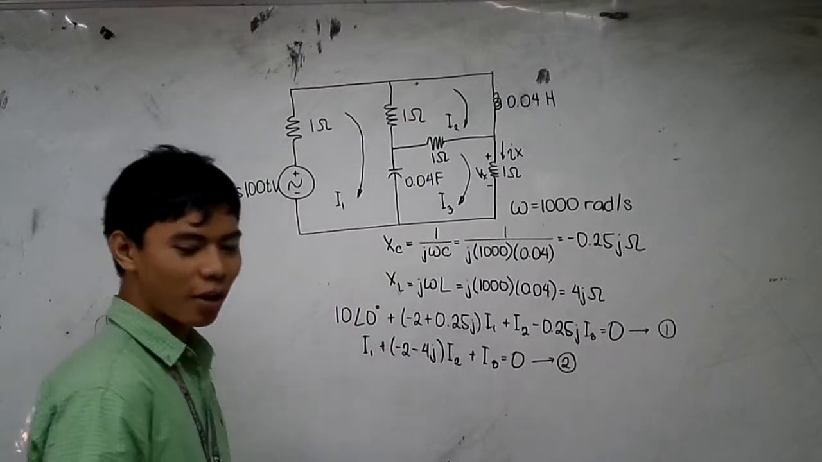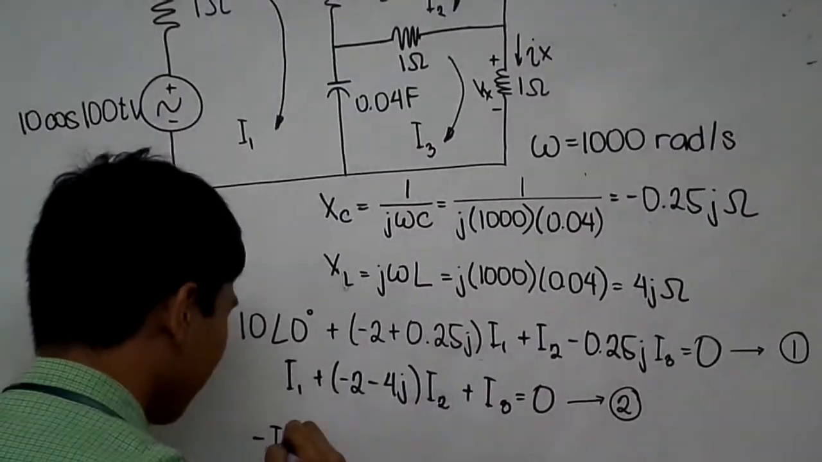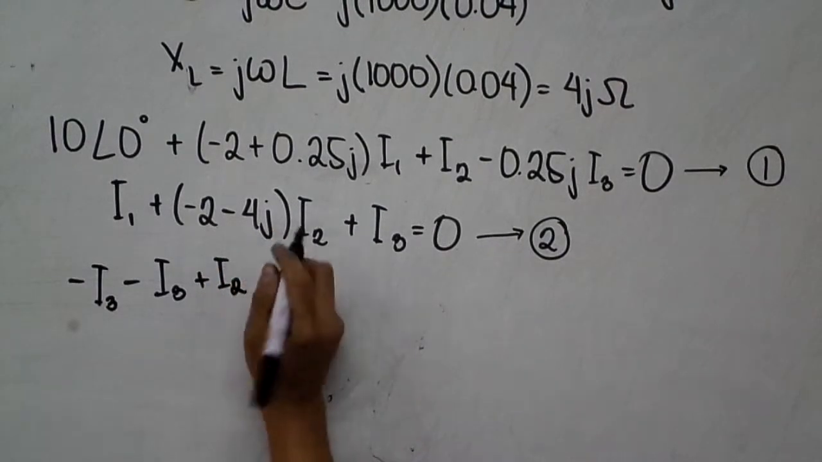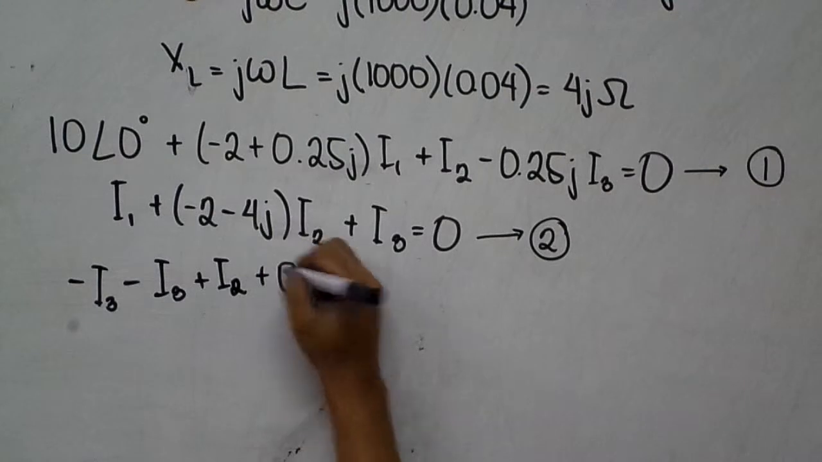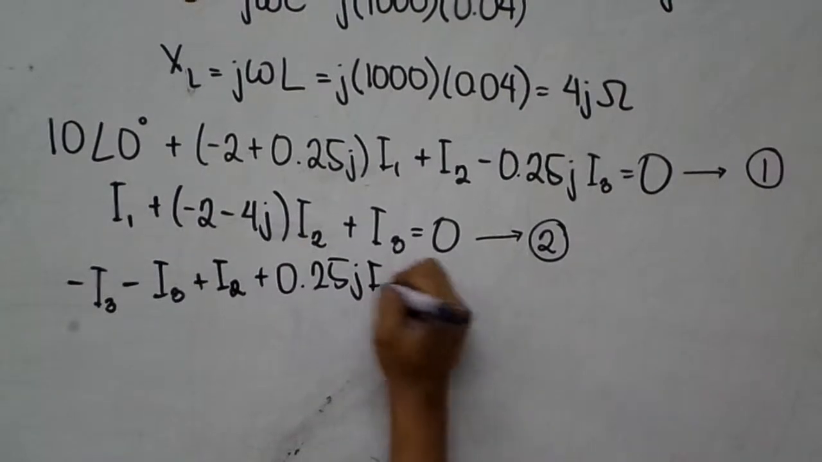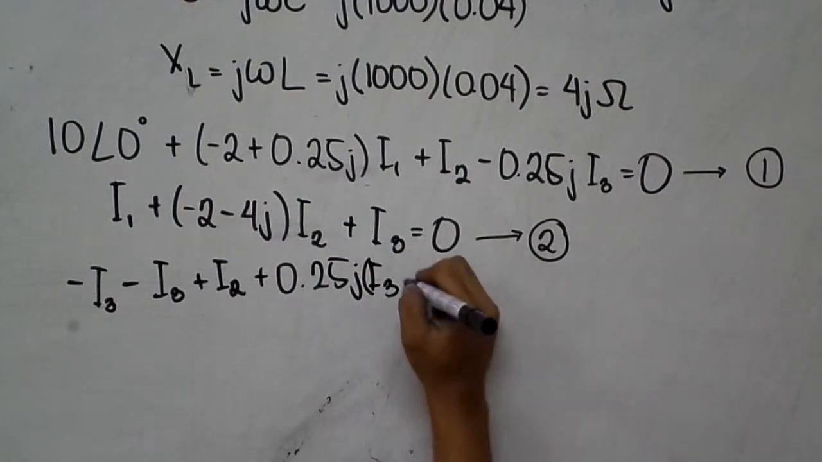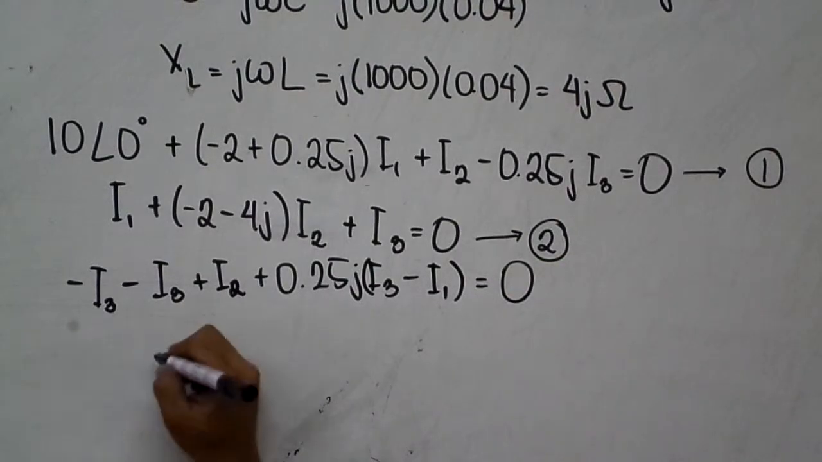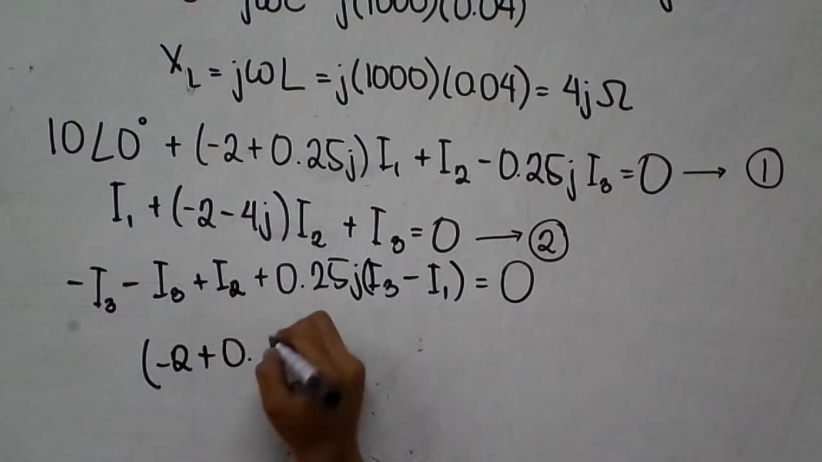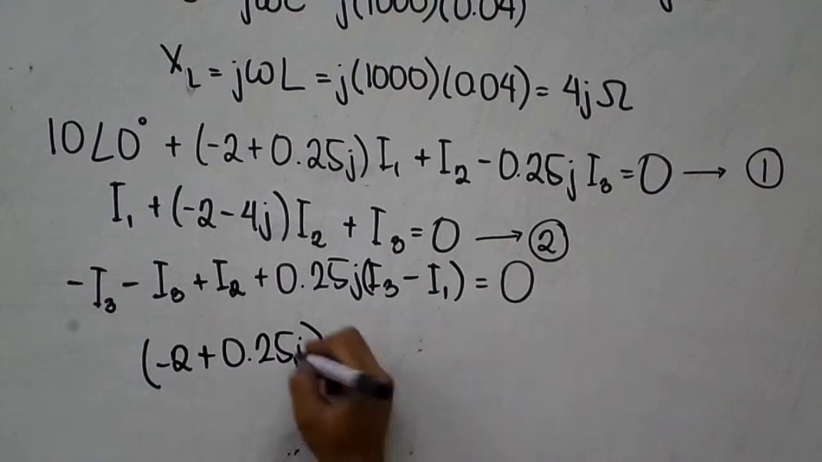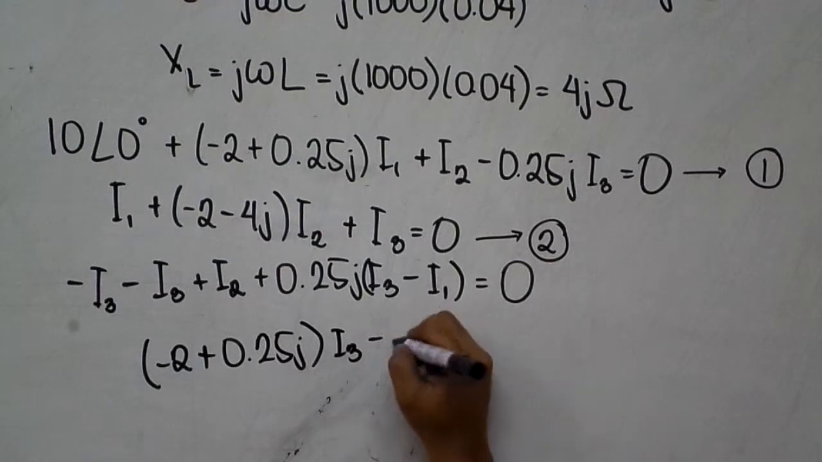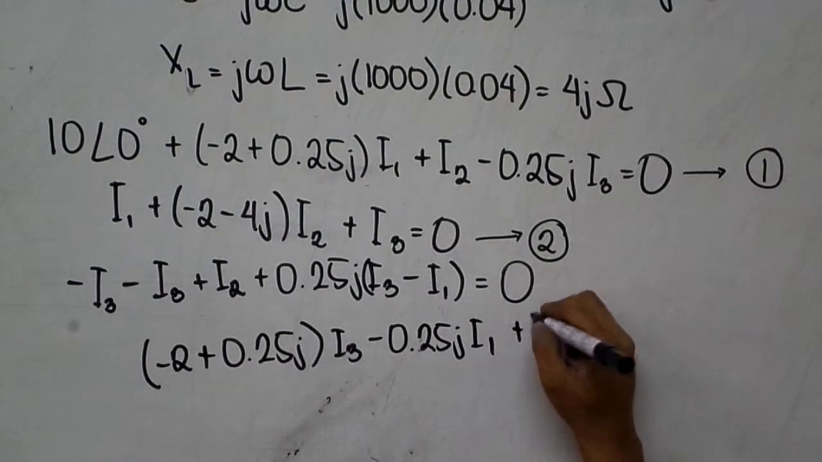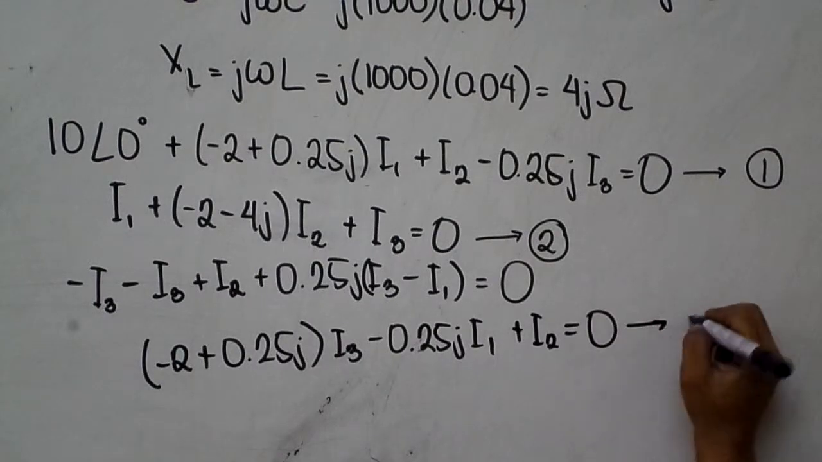Next, considering the third loop, we will have negative I3 minus I3 plus I2 plus 0.25j I3 minus I1, and then we equate that to 0. Simplifying the equation, we will have negative 2 plus 0.25j I3 minus 0.25j I1 plus I2 is equal to 0. And that will be our third equation.